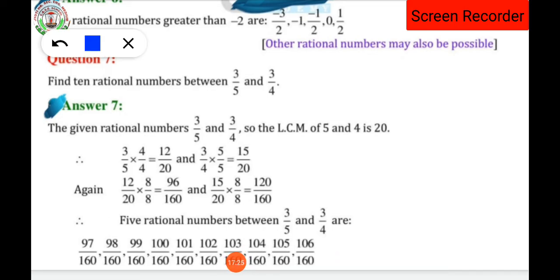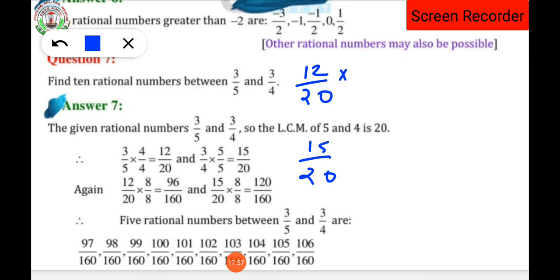For the multiplication, the numbers we have are 12 upon 20 and 15 upon 20. We have to multiply the numerator and the denominator by such a number so that we can get 10 rational numbers. जब आप 2 से मल्टीप्लाई करोगे तो आपको 10 से कम रैशनल नंबर मिलेगा. 3 से मल्टीप्लाई करोगे तो भी 10 रैशनल नंबर नहीं मिलेगा.